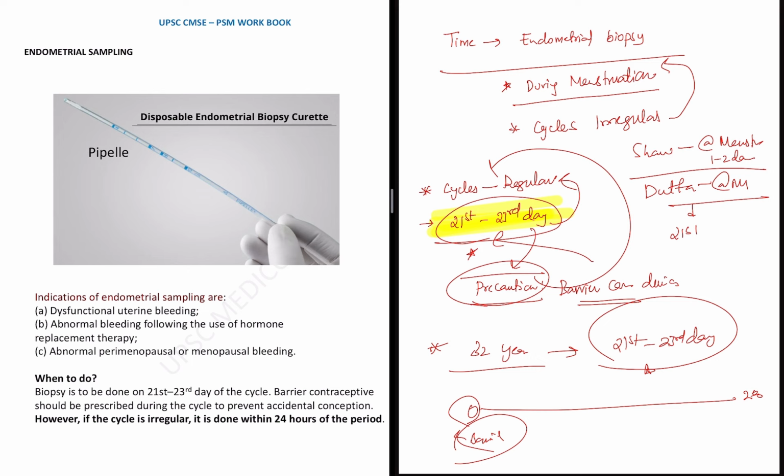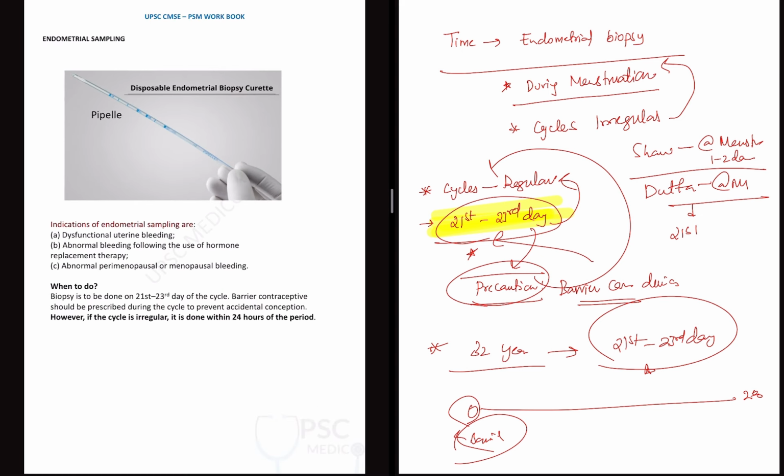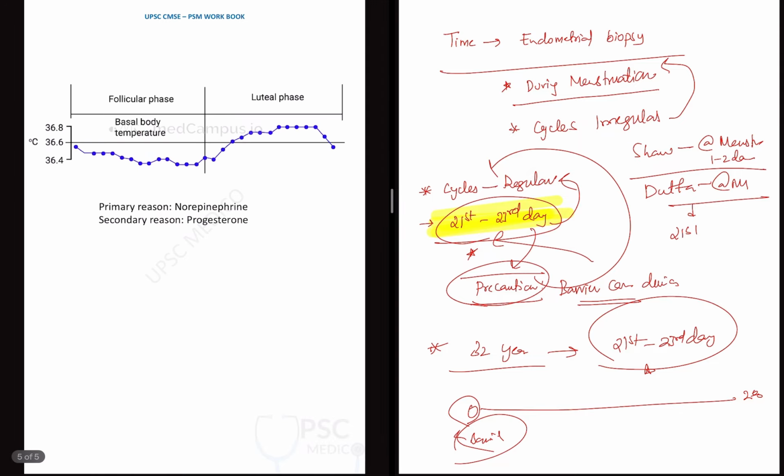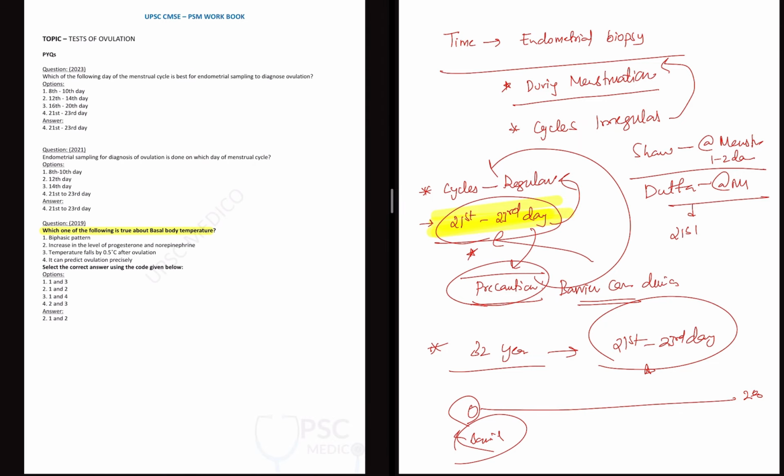If the cycles are irregular, it's better that you do it within 24 hours of the period. Okay, within 24 hours of the period. And remember this, if you're giving NEET PG or INI-SS where image based questions are asked, this is the Pipelle, which is most commonly used for endometrial sampling. Endometrial sampling is not done as a routine for tests of ovulation because it is invasive, but it is actually done for diagnosis of AUB. It can be dysfunctional, it can be hormonal, or it can be menopausal or premenopausal bleeding. So these are the few things that you need to understand.